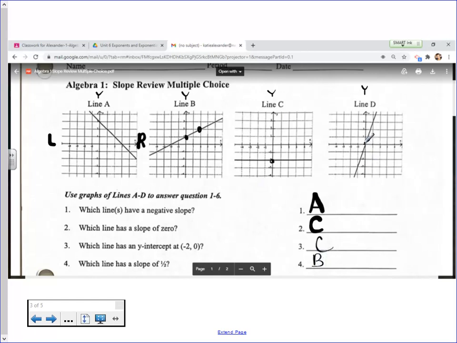Let's check the slope of D as well. To get to the next point, I have to go up 1, 2, 3, and right 1. So this one has a slope of 3. This one had a slope of 1/2.